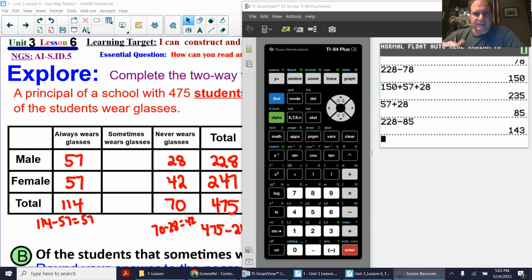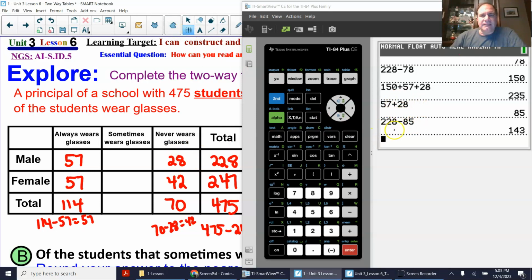All right, let me try this again. Just like I'm adding these two right here, this 57 plus 28. And you can see on my calculator that equals 85. And then I took 228 minus the 85, and this is 143. So I made a mistake with those numbers there. So this is 143. I'm going to do the same with the females.